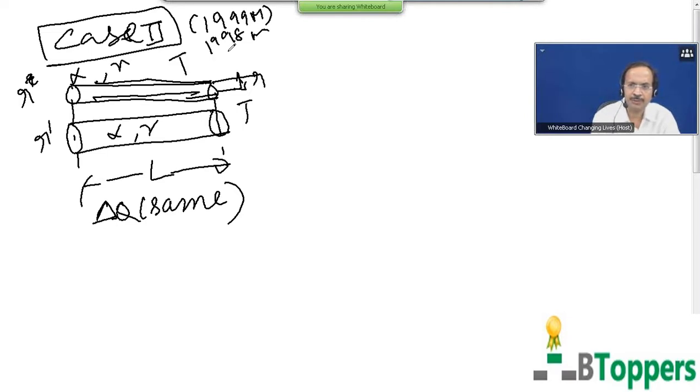As I told you, in one of the previous answer papers, you were asked which rod will expand more. I mean, which rod will have greater elongation. Now, heat energy absorbed by a uniform solid can be written as the product of the mass of the solid, the specific heat of the solid, and the increase in the temperature of the solid.